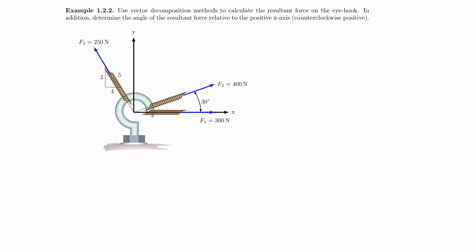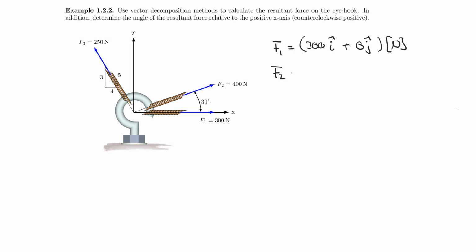So let's go through the problem in total and let's see what we have. So maybe it's best for me to write down all my forces first. So for example, F1 is equal to 300 i hat plus 0 j hat. And that is in Newton.